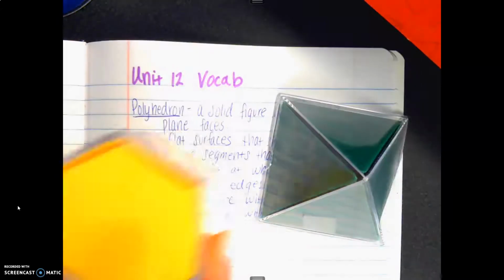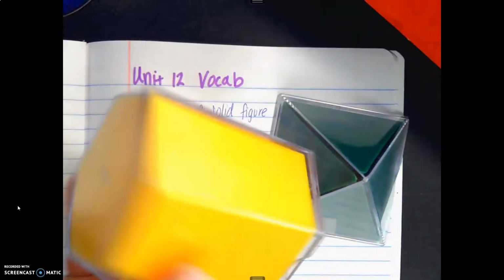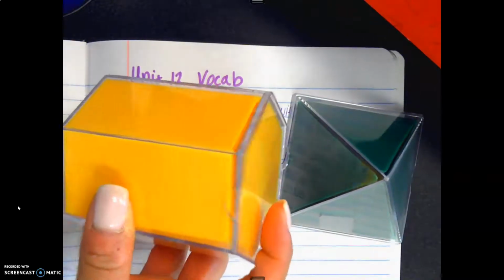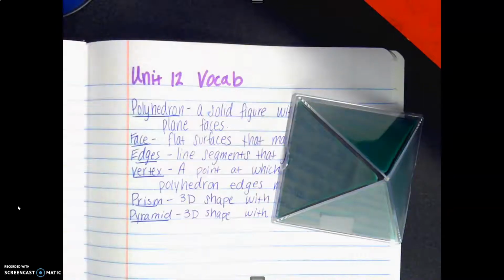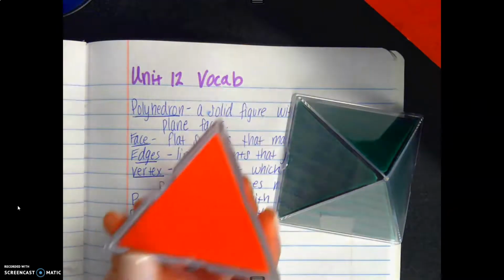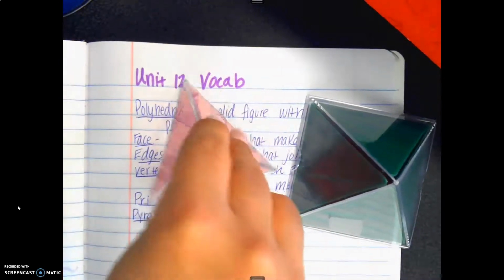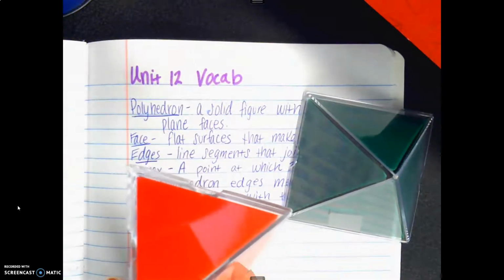Here's another example of a prism. It's a prism because it's got a hexagon for the top and a hexagon for the bottom. So it's got two bases. So that is a hexagonal prism. Another example of a pyramid, it's got a base that's a triangle, and then it has the edges and the faces here, but it's only got one base.